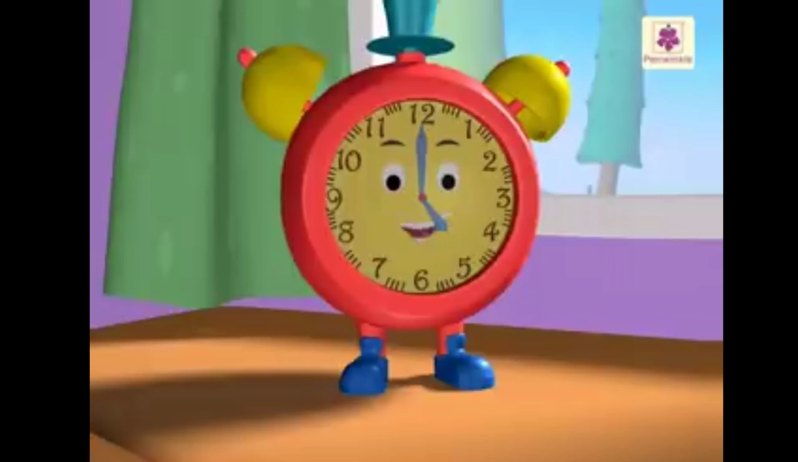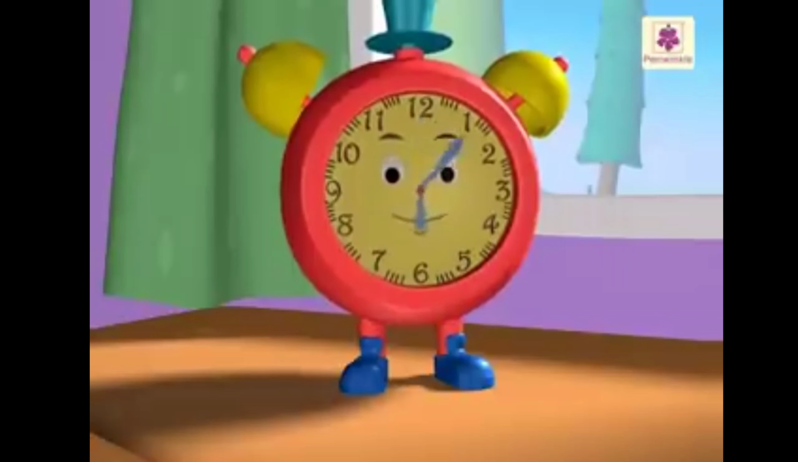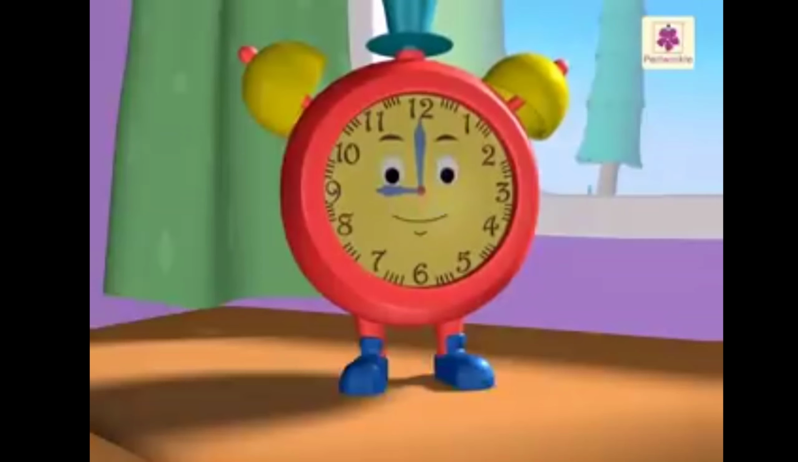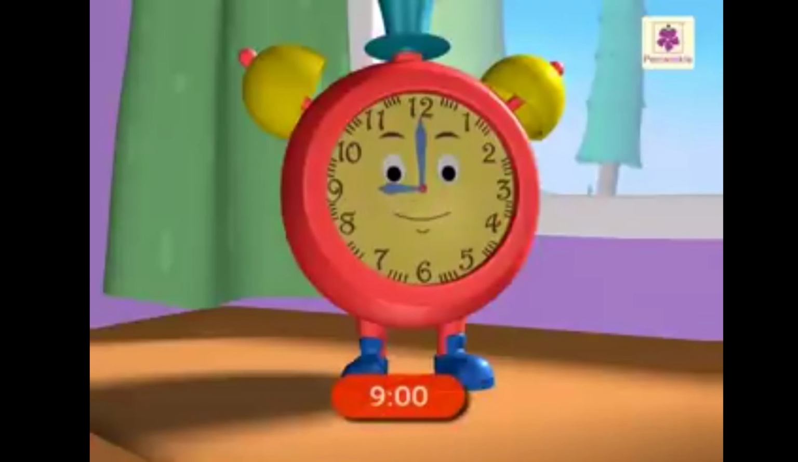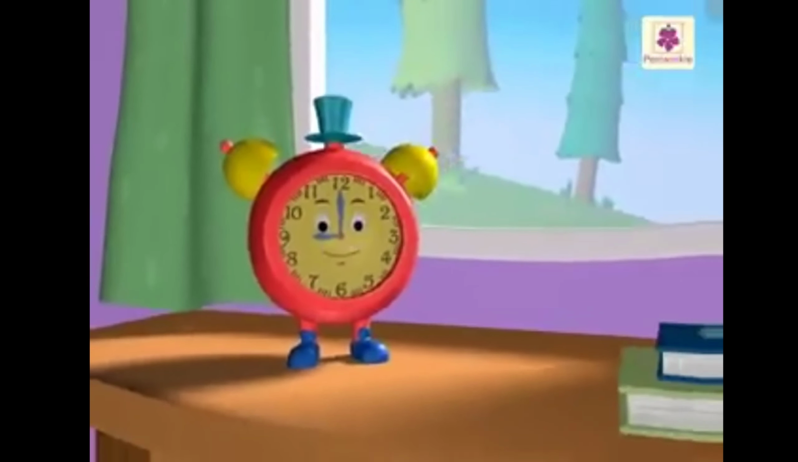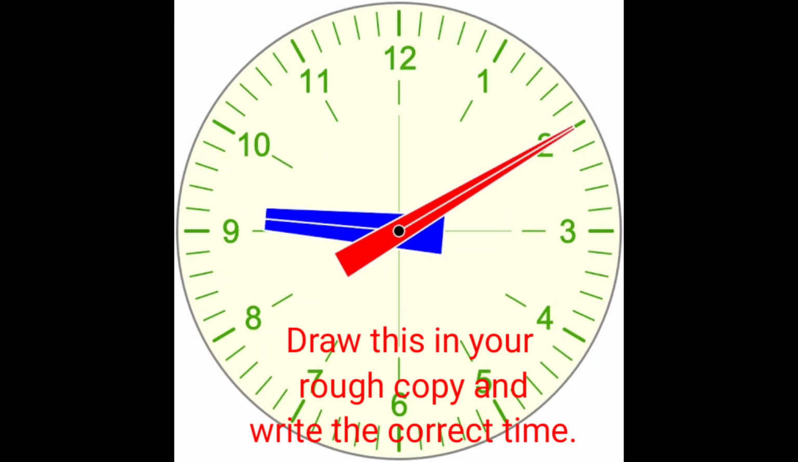Now, let us see the time once again. My hour hand is on 9 and the minute hand is on 12. Now, tell me the time. The time is 9 o'clock. We will write it as 9:00. Now draw this in your rough copy and write the correct time.